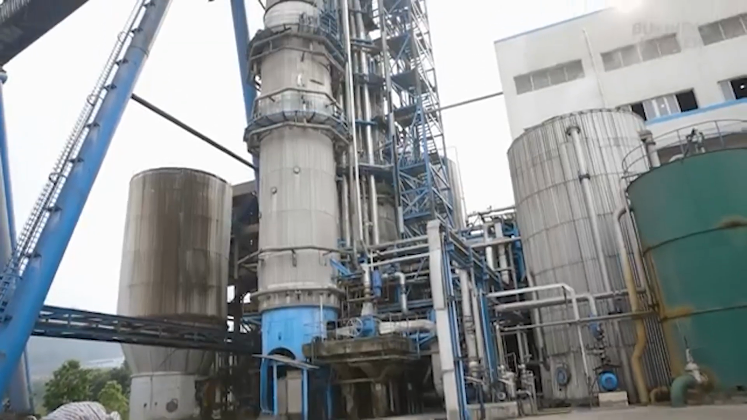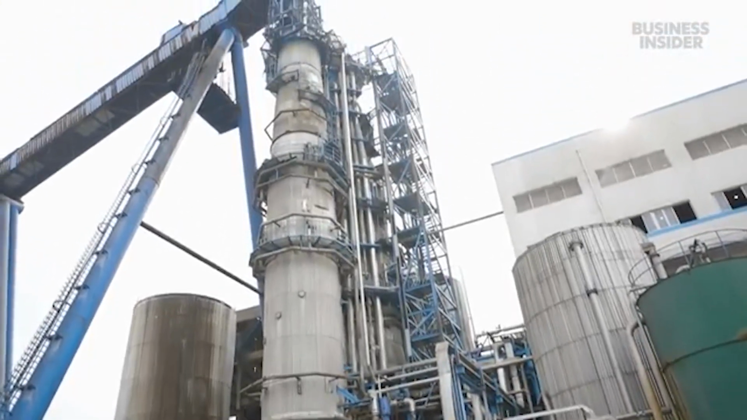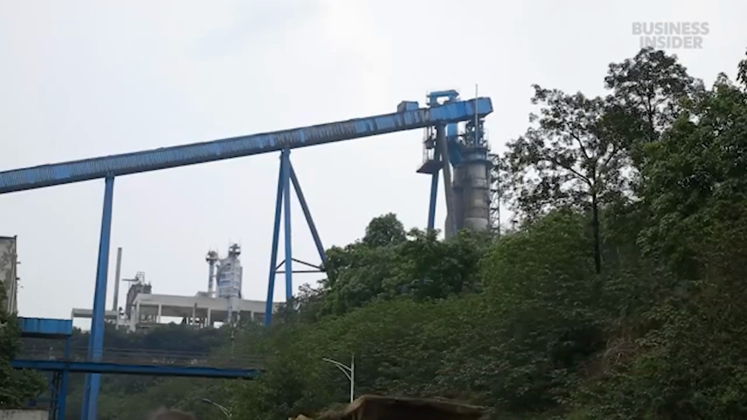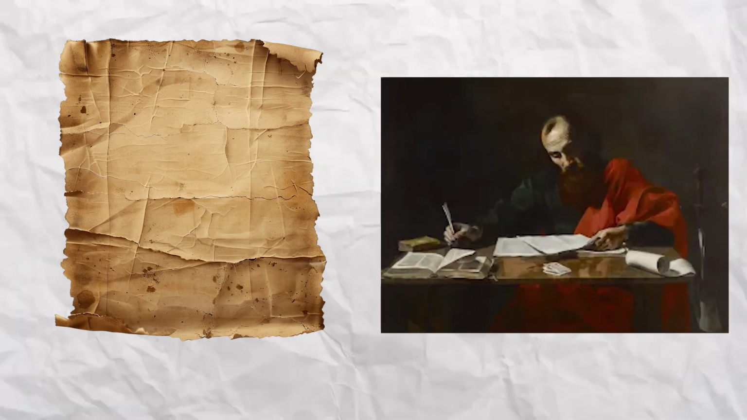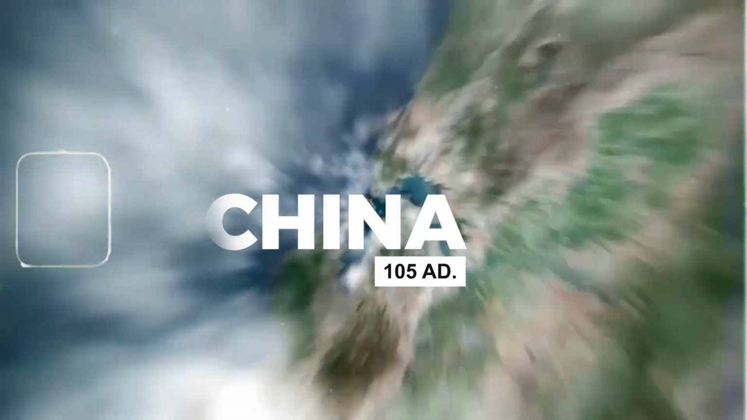Cai Lun's method involved breaking down these materials into fibers, mixing them with water, and then pressing and drying them into thin sheets. This innovation provided a more practical and accessible medium for writing and significantly contributed to the spread of literature and knowledge. Ancient China, 105 AD, Cai Lun's invention.